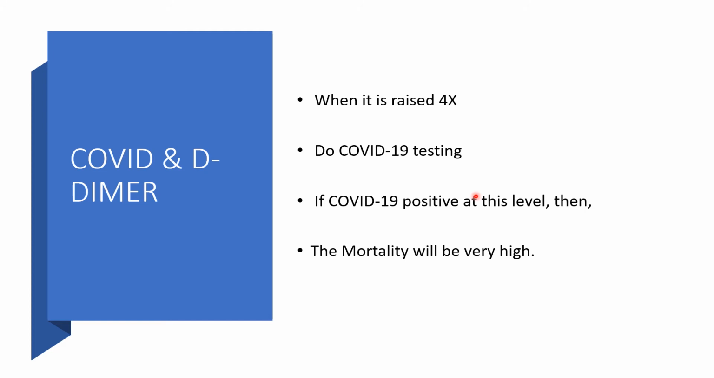Now, COVID-19 and D-dimer. If it is raised fourfold of the normal level, and the individual is having COVID-19 or you are not sure, then do COVID-19 testing immediately. Not COVID-19 screening, testing should be done now. If COVID-19 comes out positive at this time, then we're in trouble, because the mortality is likely going to be very high.